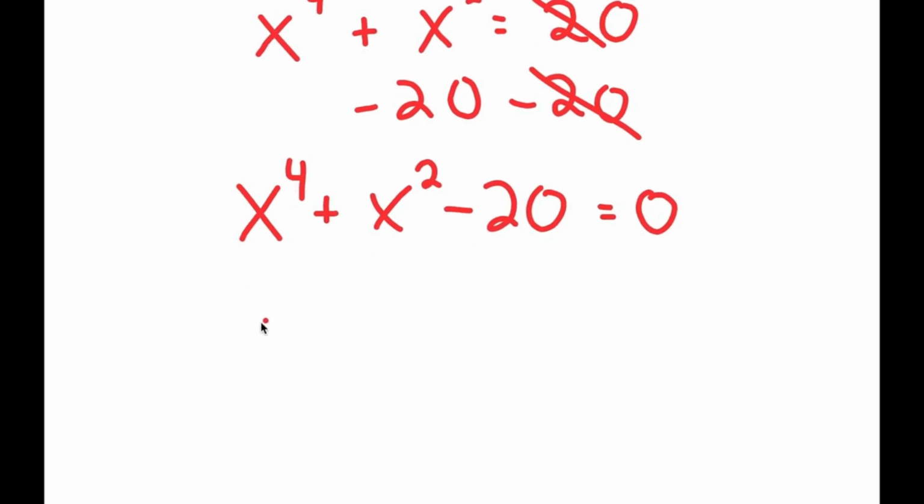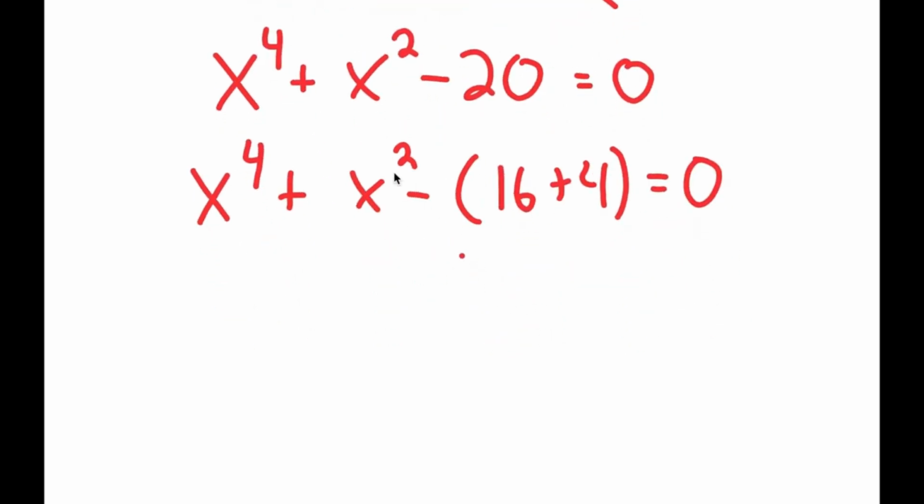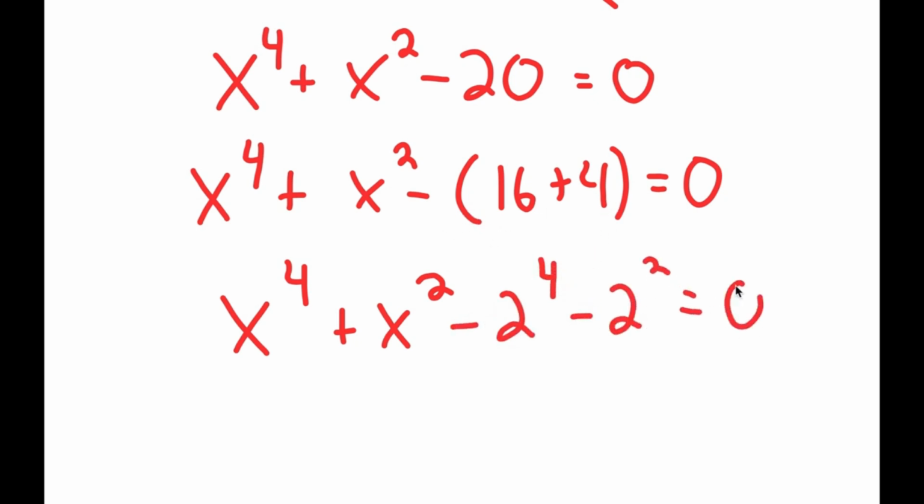So to solve this, what I want to do is rewrite this as x to the power of 4 plus x squared minus 16 plus 4. So I rewrote 20 as 16 plus 4. And the reason I did this is because negative 16 is the same thing as negative 2 to the power of 4, and negative 4 is the same thing as negative 2 squared. So now notice how I have something in the power of 4 and something in the power of 2, and they're both the same.